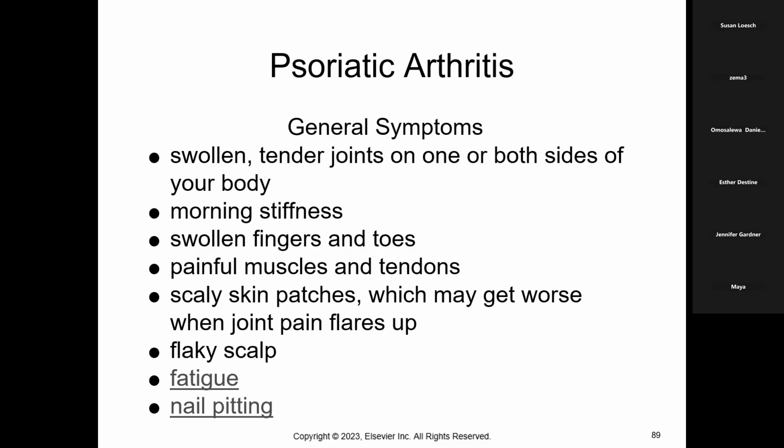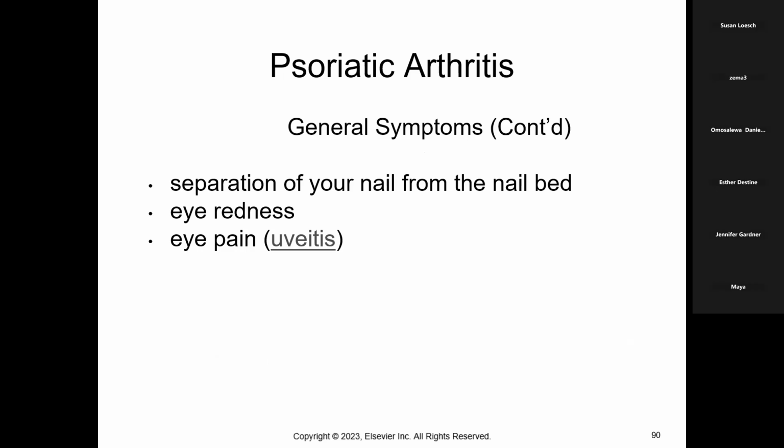So remember, with rheumatoid, it affects both sides. This could affect either or. Swollen fingers, toes, morning stiffness, scaly skin, because they also have the psoriasis. So they're going to have a combination of both symptoms there. All right, this can also affect the nails and the eyes.